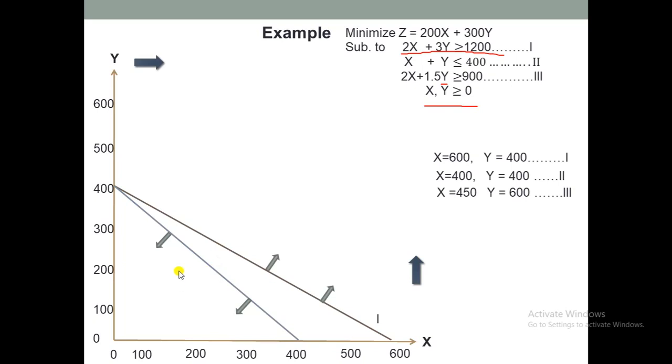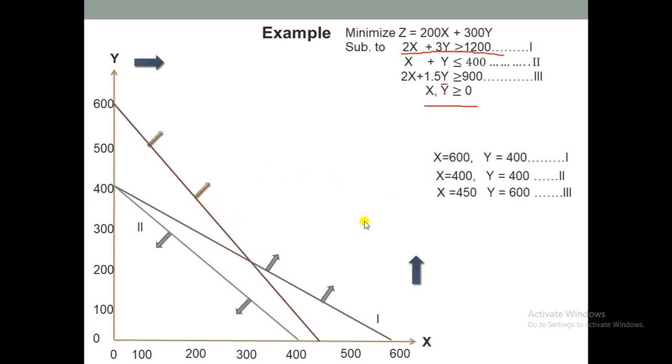Below the line means below, towards the origin, for the second equation. Third, the coordinates are 450 and 600. So here is 450, here is 600. So it is going to be the line connecting the two points 450 and 600, and the inequality is of greater than type, which means above the line. So this is above the line, this is above the line.